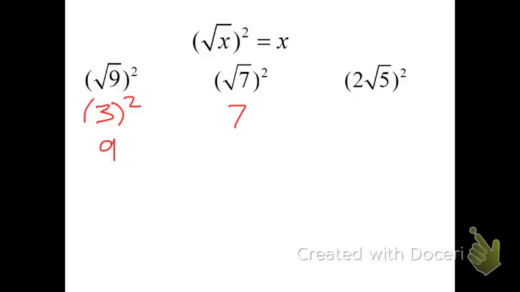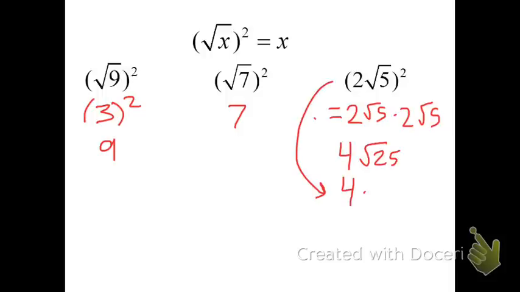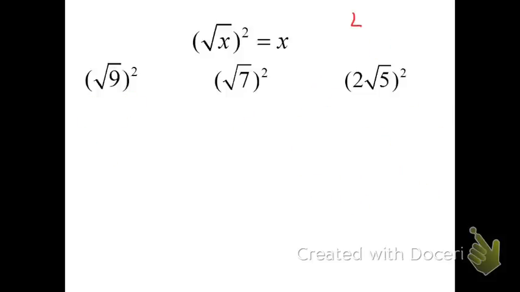When I have 2 root 5 squared, so a number times a radical being squared, we square both of those. Because 2 root 5 squared is really 2 root 5 times 2 root 5. So 2 times 2 is 4. Root 5 times root 5 is 5. So then this becomes 4 times 5, which is 20. So pretty much you square both of those things and multiply them together. Sorry, I don't know why that thing disappeared. But the answer should be 20.